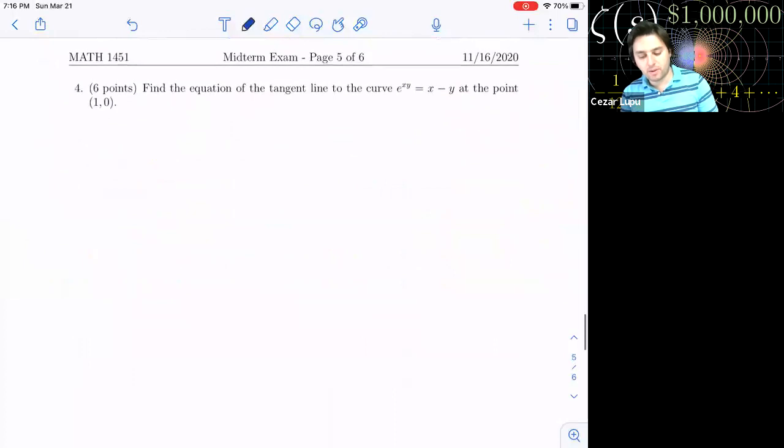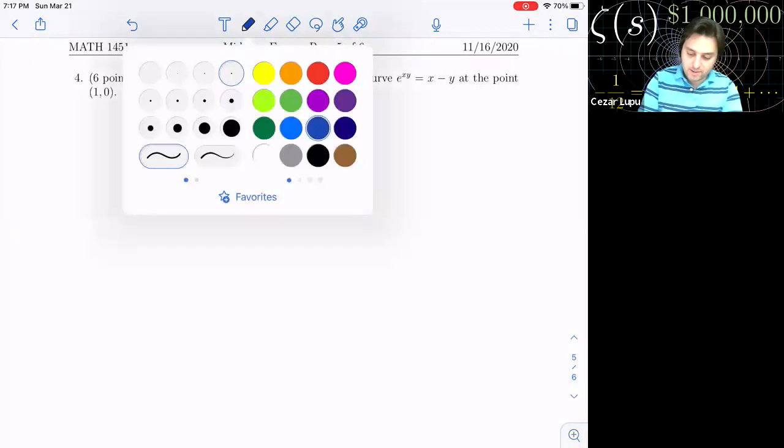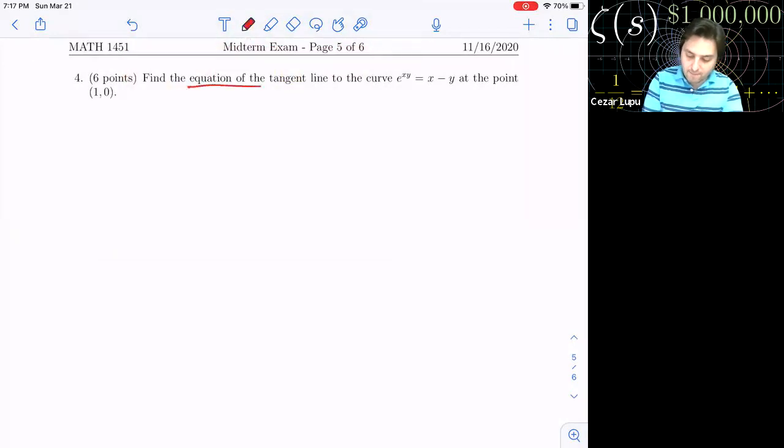Now, I want to move to problem number 4. And problem number 4 says the following. Let me read it for you. It says, find the equation of the tangent line to the curve e to the power xy equals x minus y at the point of coordinates 1, 0. So the equation of the tangent line to the curve, that's what we need to find at this point.